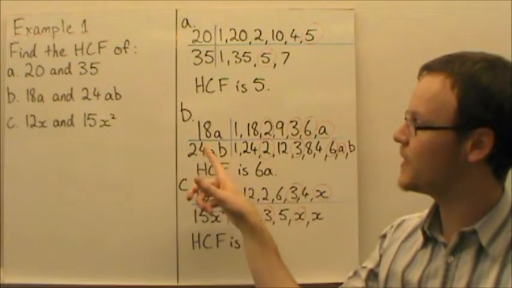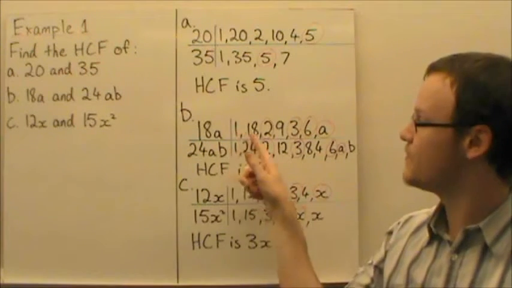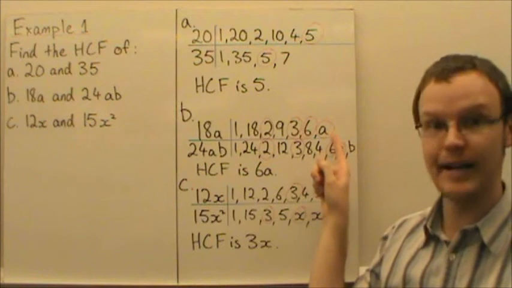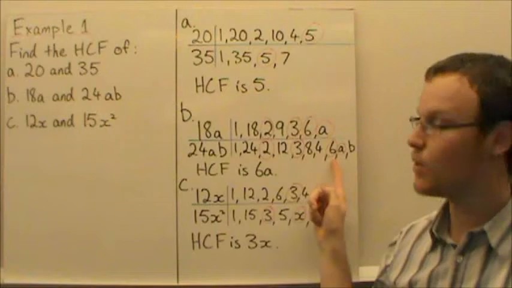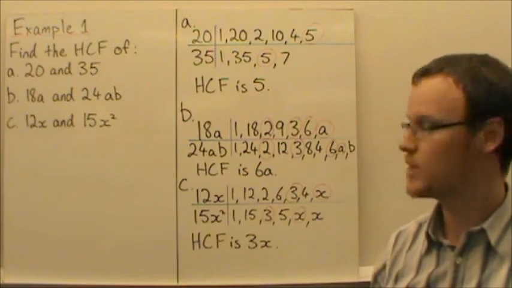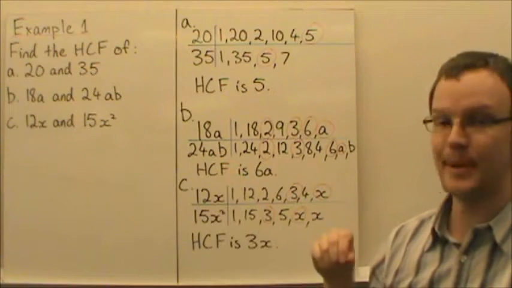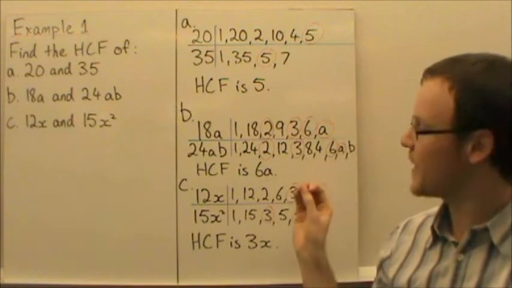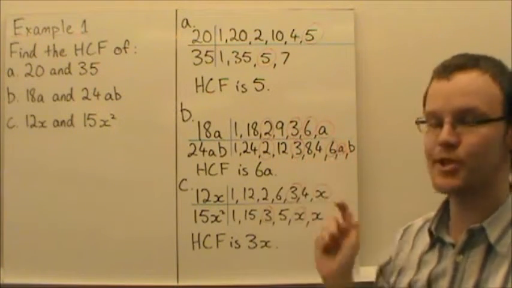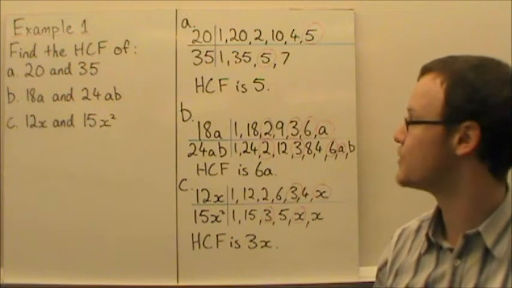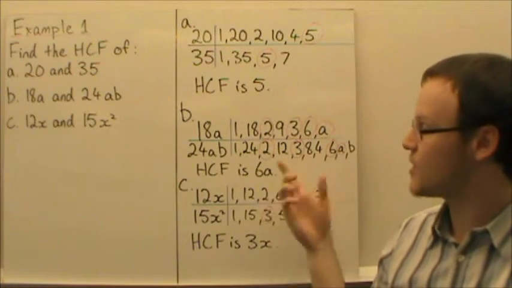We can also, here for B, looking at 18A and 24AB, list all of the factors of 18, as well as A. A is a factor of 18A. And we can list all of the factors of 24 as well, all of the numbers that can be divided into 24, and also list the two variables, A and B. So we can circle the common factors. 2, 3 and 6 are common to both of them, and A is also common to both of our terms. So the highest number we've got here is 6, and they both also have A, so the highest common factor is 6A.